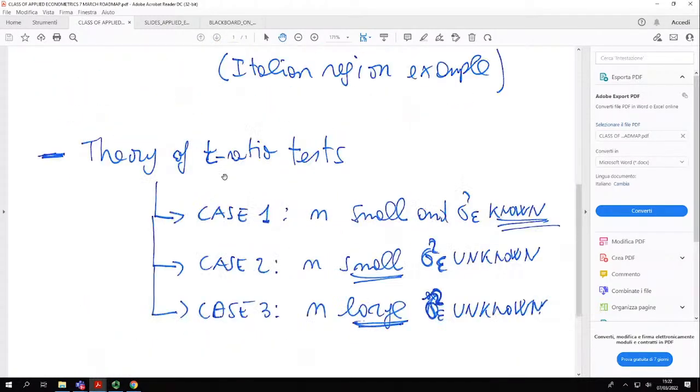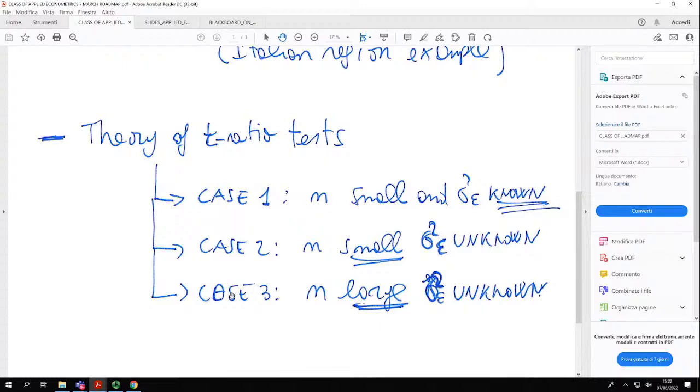Then we'll move to the theory of the T-ratio test. I'm following just the slides, okay? And we have to distinguish, why did I bother you so much when talking about the properties of the OLS estimator? We said small sample, large sample, and so on, because now we have to distinguish the case where n is small and n is large. And you will see we consider 3 cases, one of which, case 1, is absolutely useless from the point of view of empirical analysis, but we have to know it, because if you understand that, then we can move to case 2 and 3.